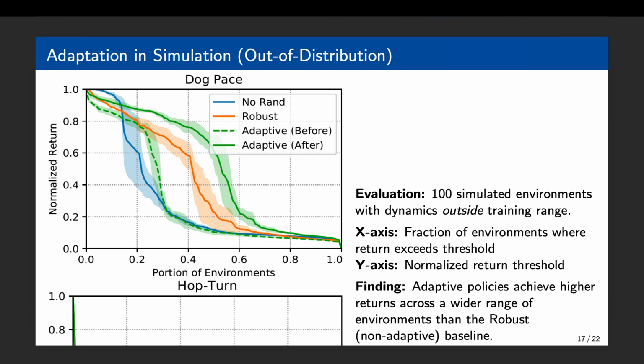The adaptive policies consistently outperform the robust baseline. For dog pace specifically, the adaptive policy exceeds a return of 0.6 in 50% of environments, compared to only 38% for the robust policy. This shows that the learned latent dynamics encoding genuinely helps generalize beyond the training distribution.